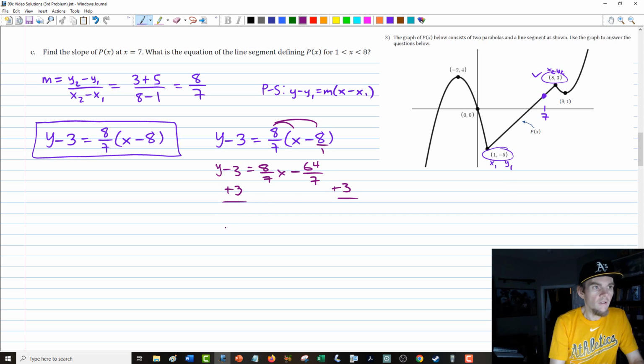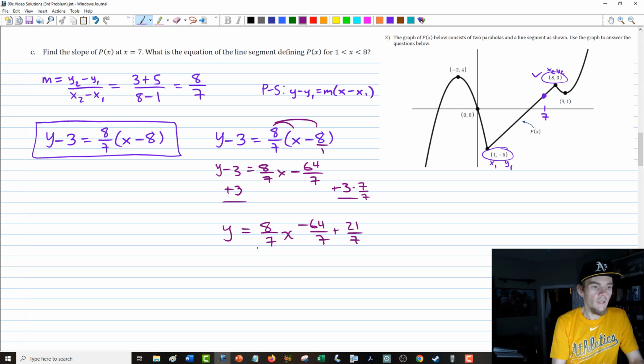Likewise, I need to add 3 to both sides. That'll get me y by its lonesome. And we'll still have 8/7 times x. But over here, we're adding 3 to 64 over 7. Let's get a common denominator by multiplying up and down by 7. And that's going to give us minus 64 over 7 plus 21 over 7.